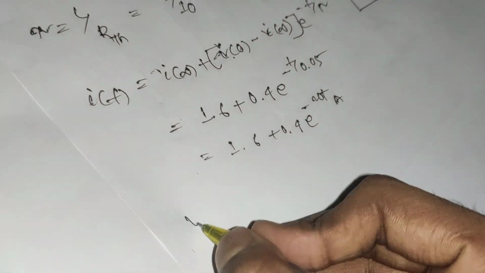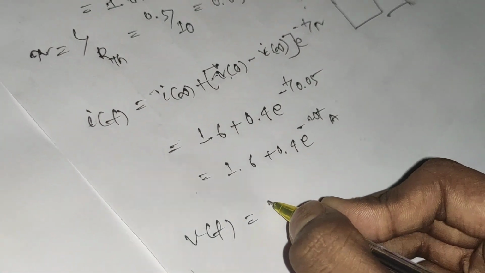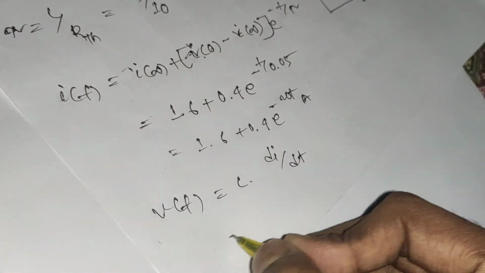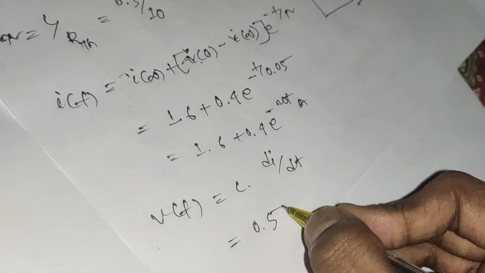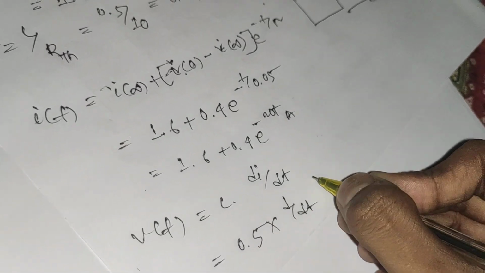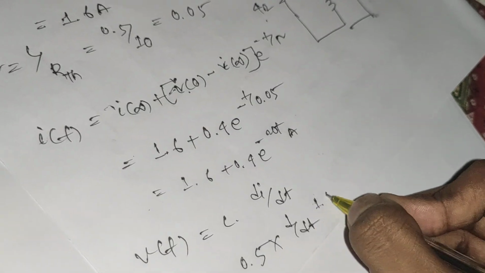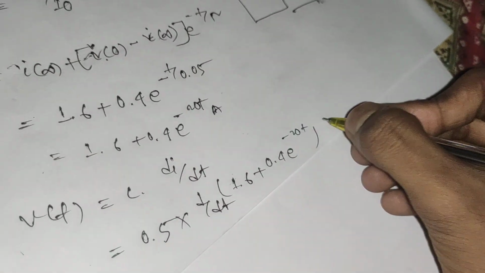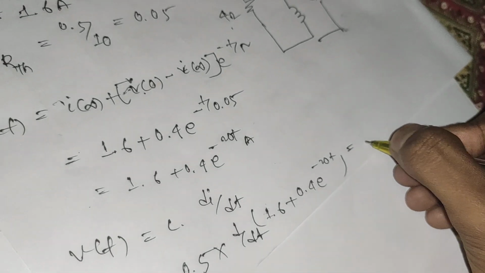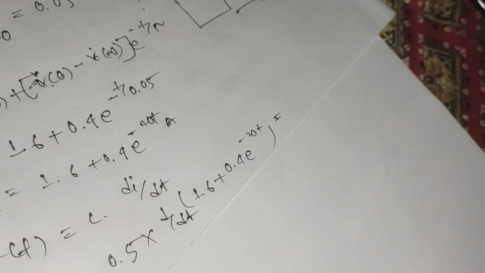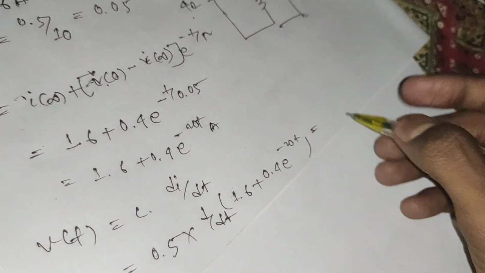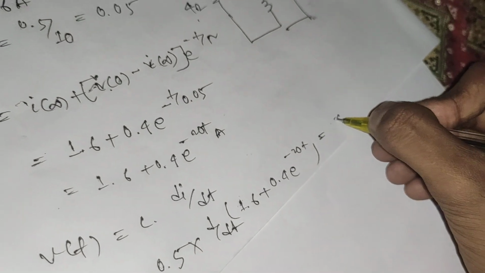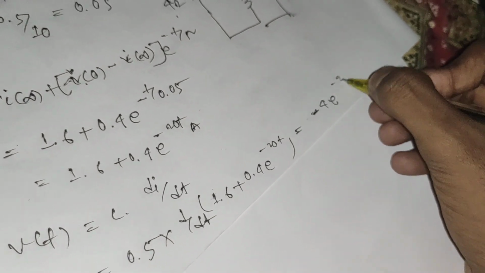Now they just wanted us to calculate v(t). For an inductor, we know v(t) equals L di by dt, right? So what is the value of the inductance? It will be 0.5 into d by dt of 1.6 plus 0.4 e to the power minus 20t. Let's calculate this out. 0.5 into minus 20 into 0.4 e to the power minus 20t. So it will be minus 4 e to the power minus 20t volt.